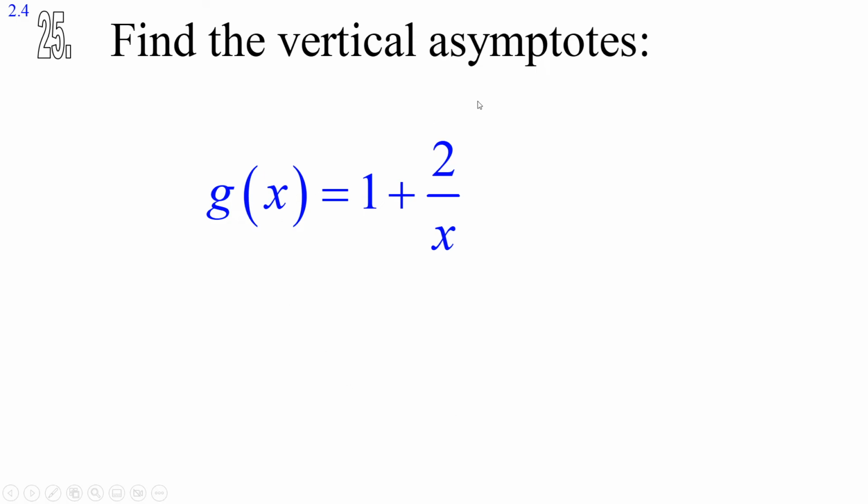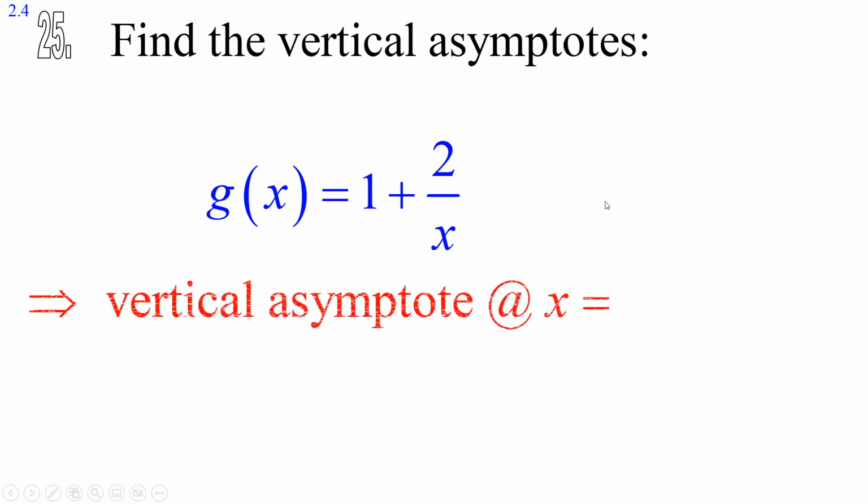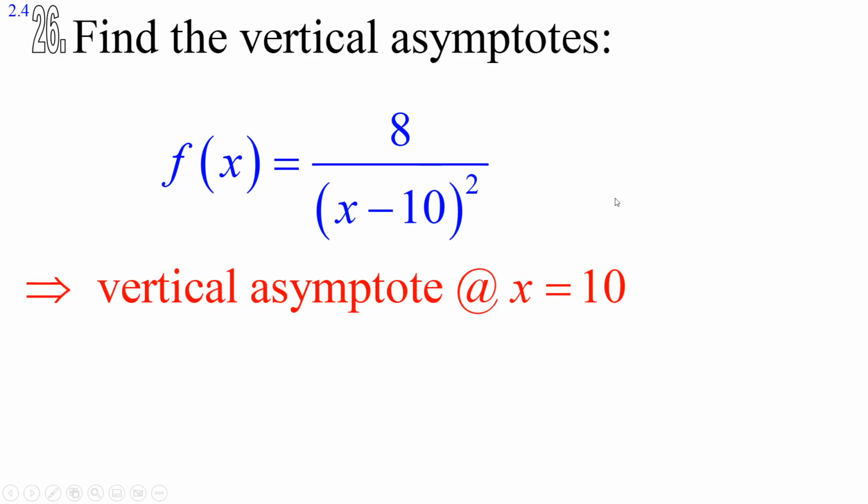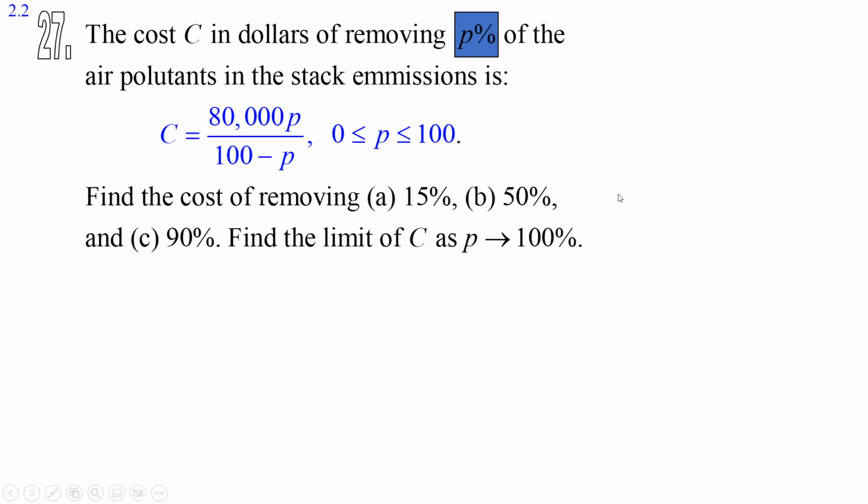Oh, now this gets easy. Find the vertical asymptotes. Well, can't divide by 0, so there's a vertical asymptote at x equals 0. Oh, you want lots of those. How about this one? A vertical asymptote at x equals 10. This is some of the easy stuff I was telling you about.